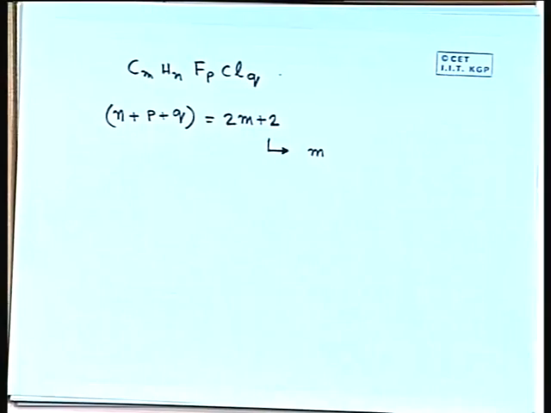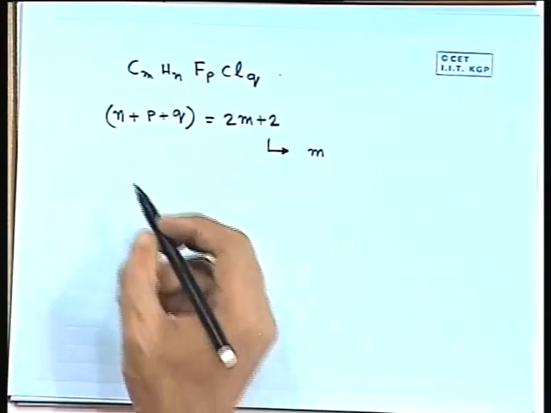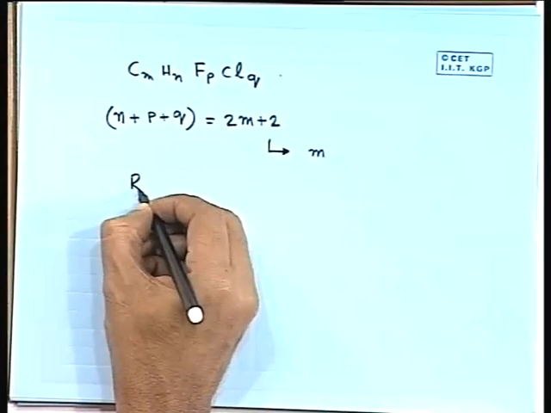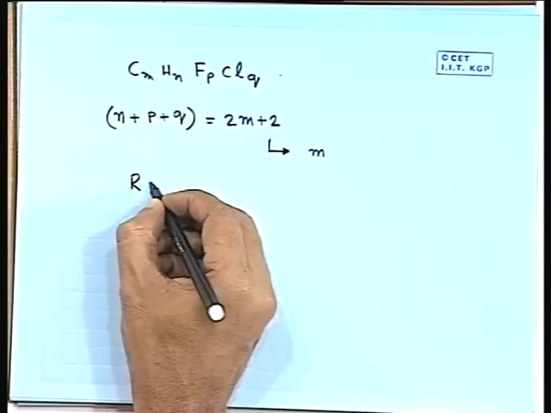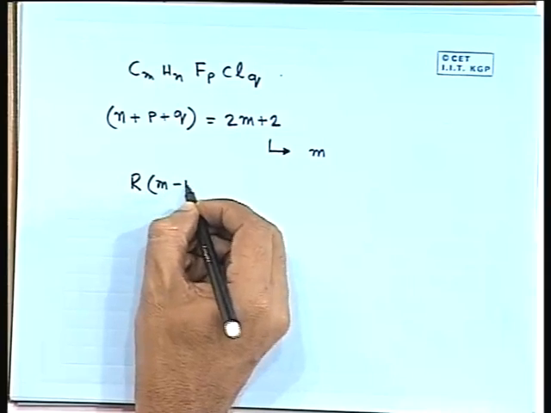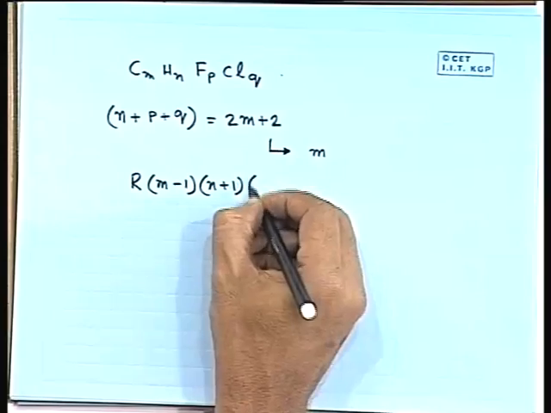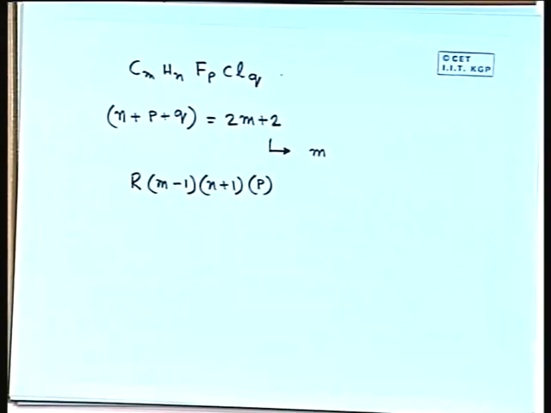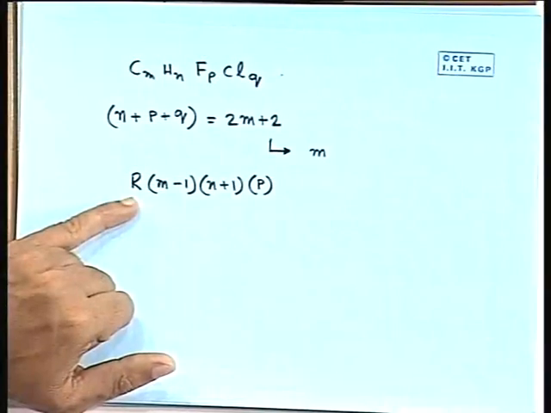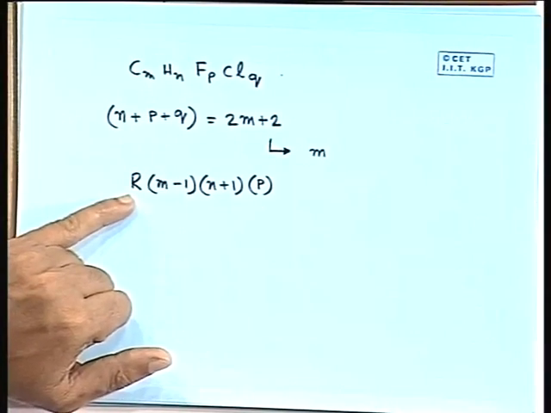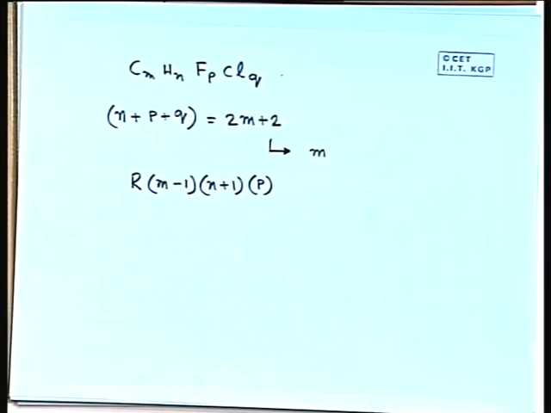And from there one can have the name of the refrigerant as R (m minus 1)(n plus 1)(p). This is the name of the refrigerant. So, generally the refrigerant name is expressed as R, and then there are 3 numbers, sometimes 2 numbers, sometimes 3 numbers. So, these numbers come from this particular formula. All right.